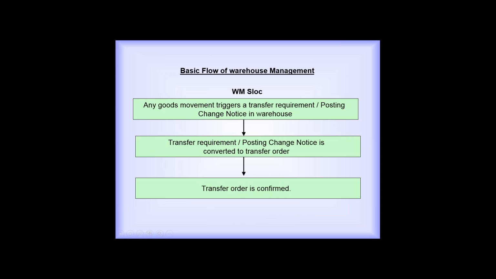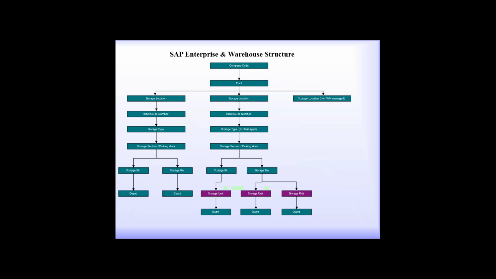So the basic flow of warehouse management, okay: when you do the goods receipt into the WM location, right? So how the movement triggers in WM. That flow is illustrated here. So it creates a document in WM, then the document is confirmed in WM. In the organizational structure, there is one more organization element, the storage unit, which comes after the storage bin and before the quant, right? That is also covered. We'll cover that under storage unit management.